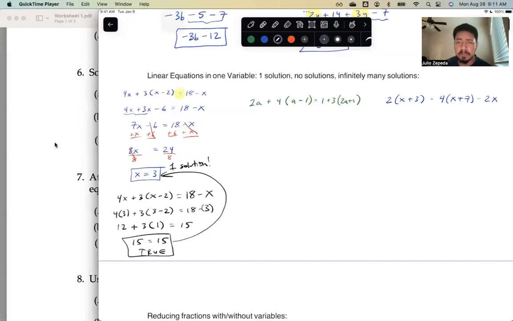Now, what other kinds of solution sets might we get? Well, let's take a look at the next example.